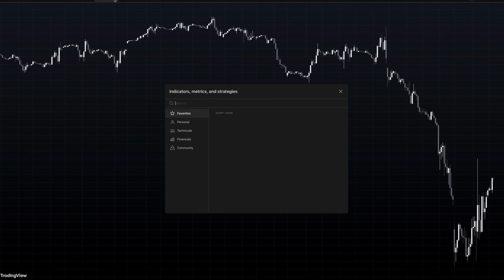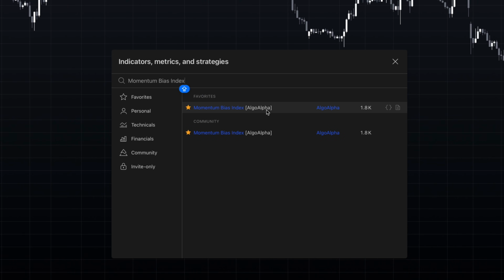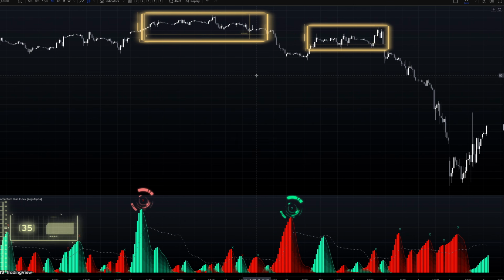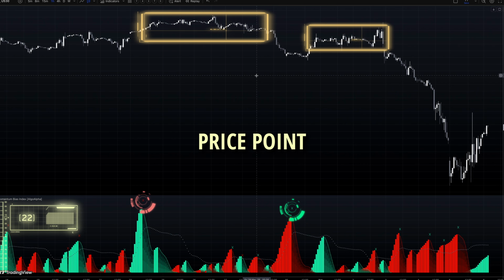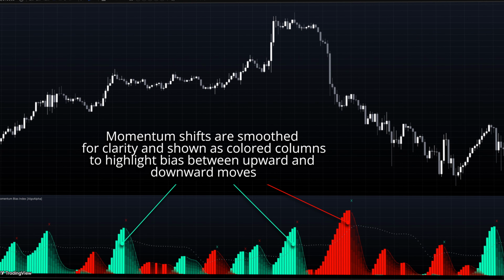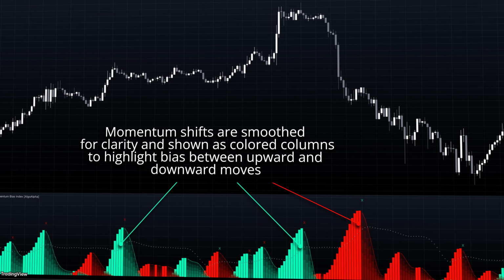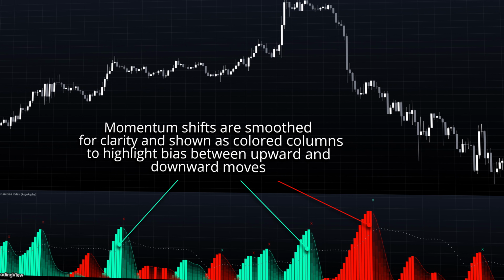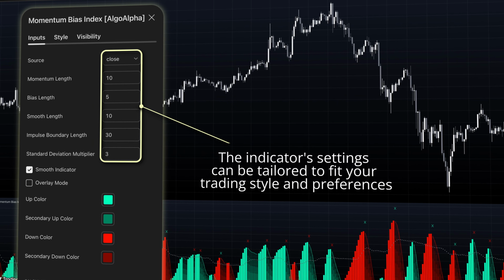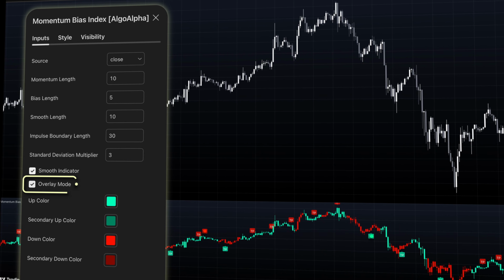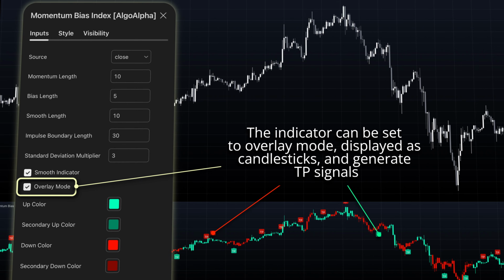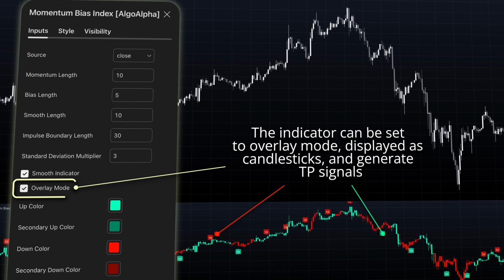The Momentum Bias Index by Algo Alpha is a technical indicator that measures price momentum and bias to identify potential market turning points. It calculates momentum by comparing current price to a historical price point, then normalizes this value using the average range. The indicator separates upward and downward momentum, creating bias values that are smoothed and displayed as colored columns. This creates separate upward and downward momentum components that can be compared to detect potential trend changes. When these components cross specific thresholds, based on standard deviation multipliers, the indicator generates TP, turning point signals.